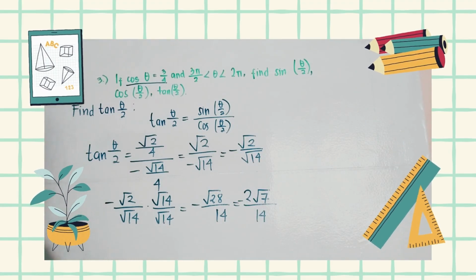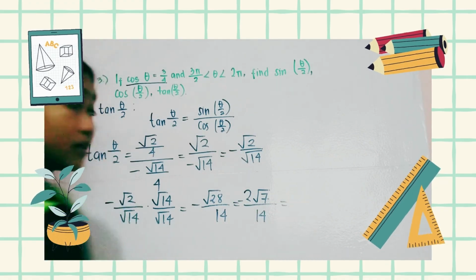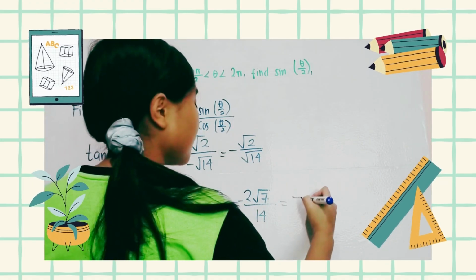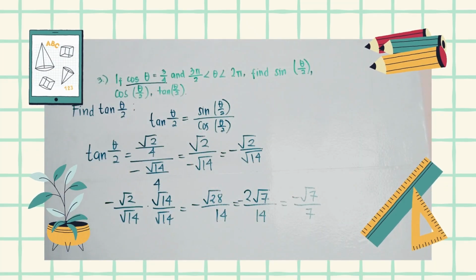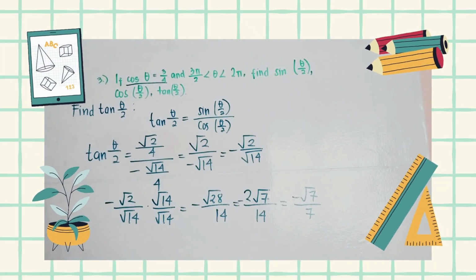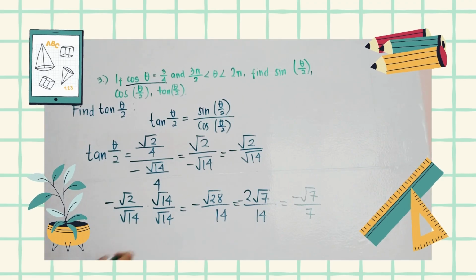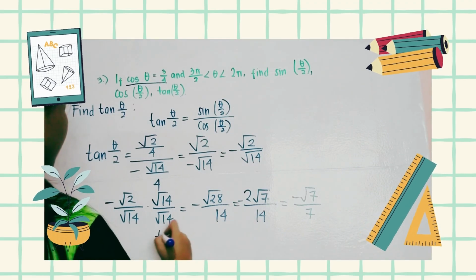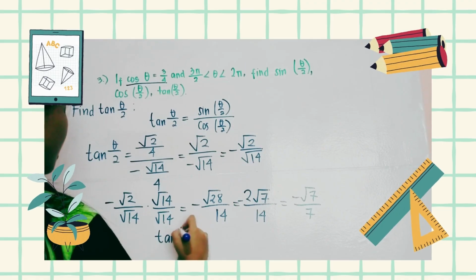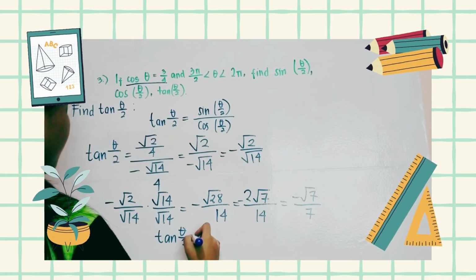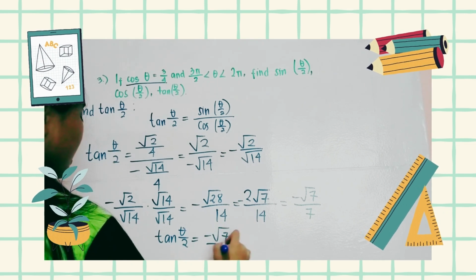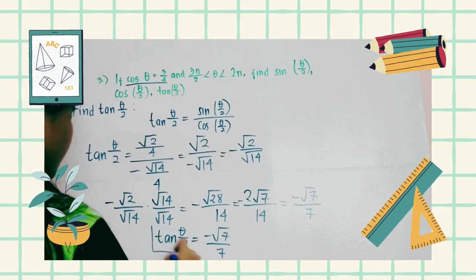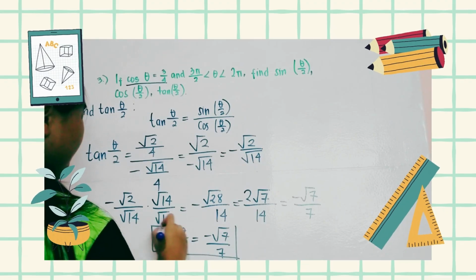Now, simplify the equation. We have negative square root of 7 over 7. Therefore, the final answer for tangent theta over 2 is equal to negative square root of 7 over 7.